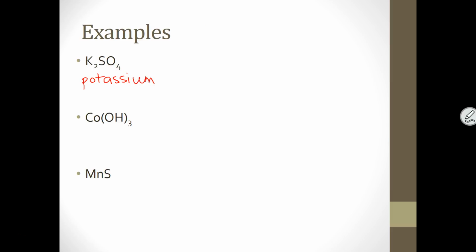So potassium, and then SO4. Right away I see, okay, multiple elements here. Specifically, there are 3 in this compound, so that's a ternary compound. So that SO4 probably is some sort of polyatomic ion. And it is. It's sulfate.